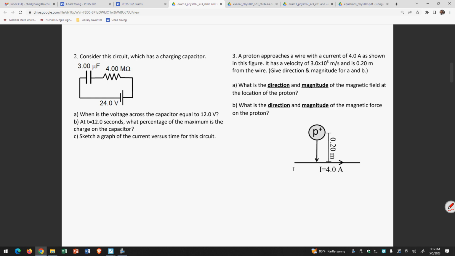Yes, I mean, don't speculate on what I'm going to give you for the free response, but if I'm giving you a circuit from exam 2, the capacitor or the resistor circuit, then I'm not going to give you another circuit from exam 3, right? That would be foolish.